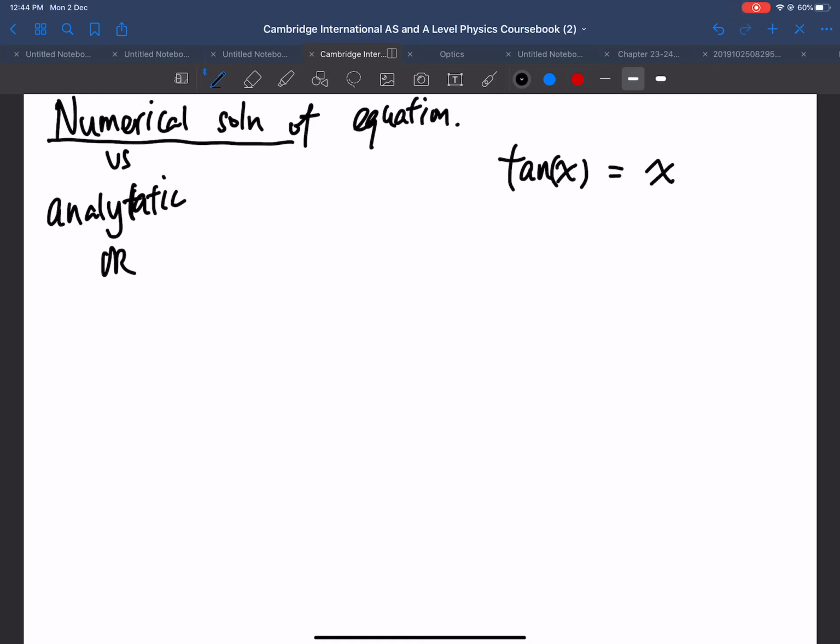Now, using your calculator, you try to press tangent x minus x, and then try x equal to 1. Try x equal to 0. x equal to 0 is one of the solutions. You try x equal to 3 and then it gives you 4.49. You get a different solution.